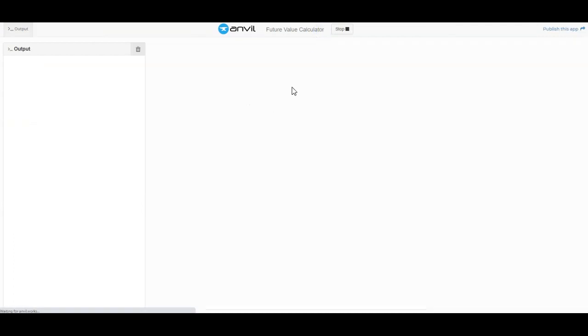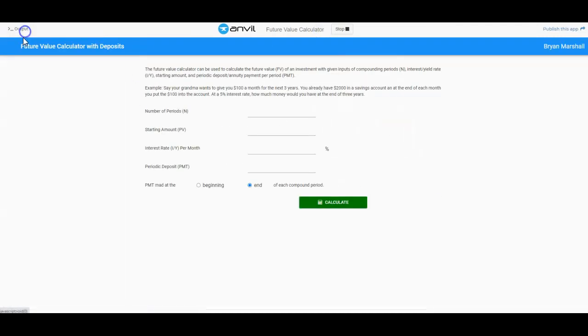So if we run that, we'll just look at our little answer here. Let's close the output. We don't need that. So we'll say 36. Starting amount is 2,000. Interest rate is 5% a year, which is like 0.42 a month. And then the deposit amount is 100 a month. If we click calculate, the total future value is 6,198. The starting amount value at the end, which means after 3 years, that $2,000 would have grown to 2,322, and the total interest of the whole thing earned was $598.